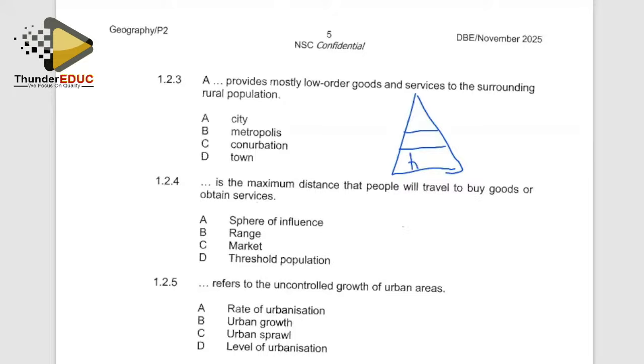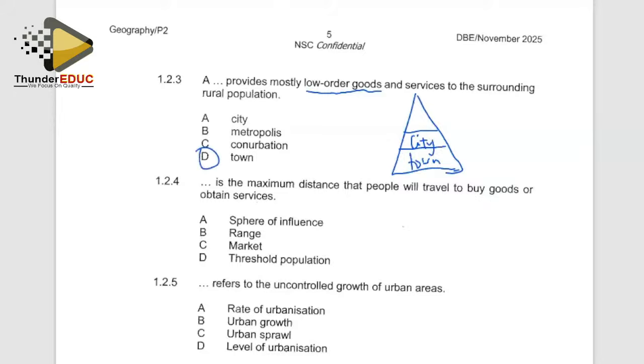So the first one we find is a town, before we get to a city. For this reason, we are saying the town is the one at the bottom of the hierarchy. It's the one responsible for the provision of low order goods, and people are willing to travel a shorter distance to get to a town to acquire basic necessities, which are low order goods. So it's a town.